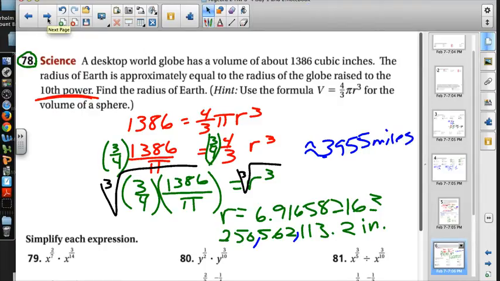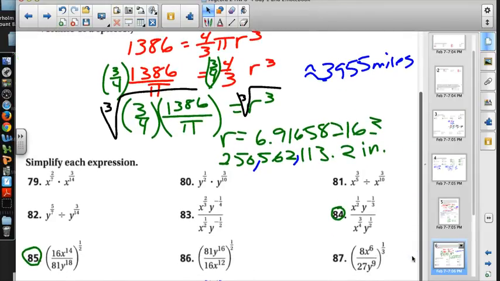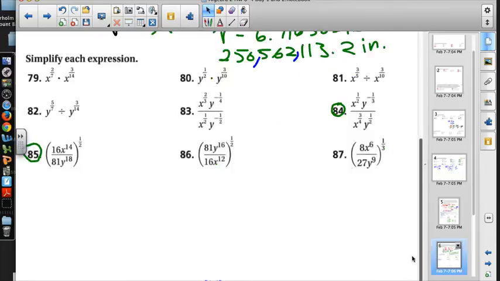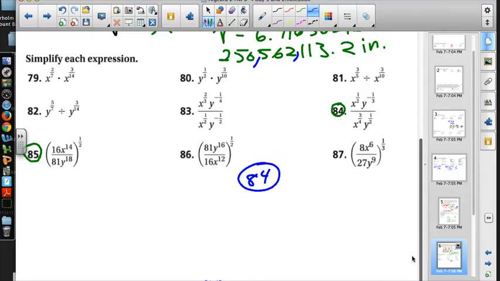All right, next ones on the list come from some in the 80s down here. Lots of good variables and numbers going on. So 84, when I look at this problem, I notice that I have like bases, and that's a good thing because that means all I have to do then is do a little subtraction. But I need a common denominator, so x to the 1/2 and x to the 3/4. Well, 1/2 is the same thing as 2/4.